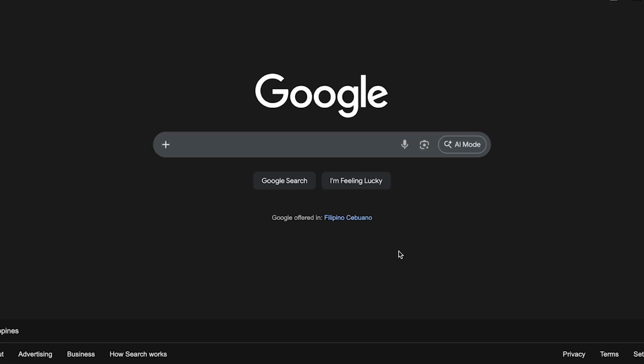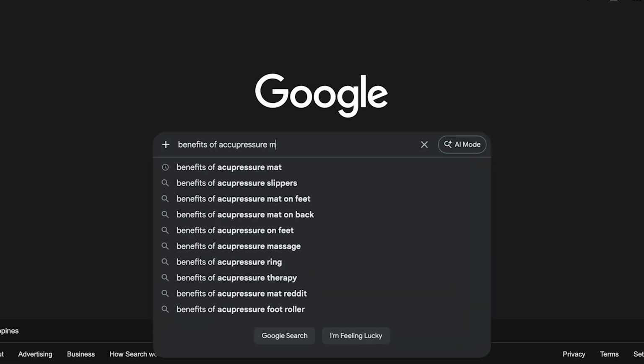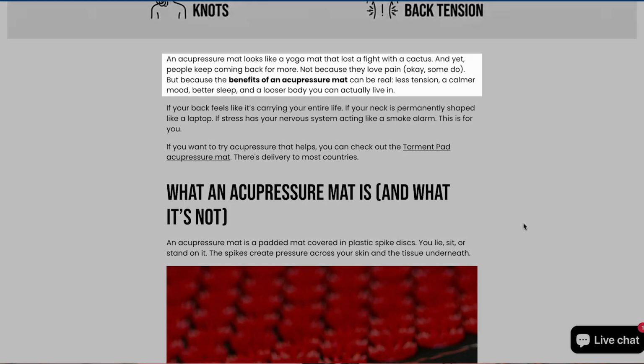Now, here's what separates advertorials that compound performance from ones that burn budget. The structure must mirror the searcher's intent from the first line. If someone searched benefits of acupressure mat, your opening paragraph should describe that frustration clearly and specifically. When people feel understood, they stay longer.